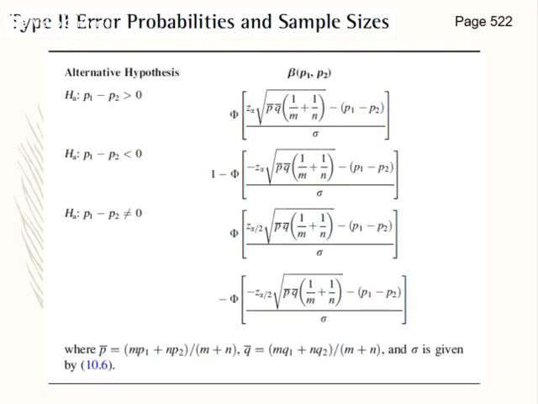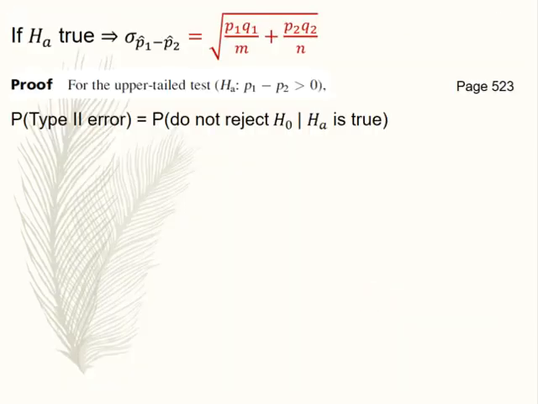So these formulas are what you'll be given in your semester test and exam. You need to be able to apply as well as derive them. These are given on page 522. So let's have a look at the proof. Just bear in mind that if HA is true, this is going to be our standard error.